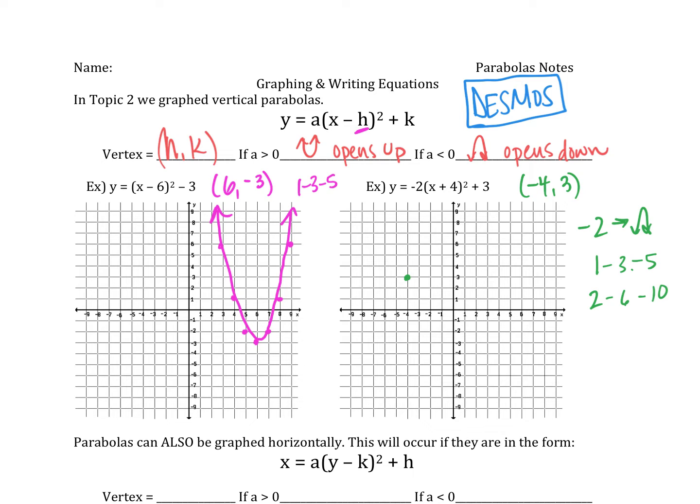So we go over 1, down 2, over 1, down 6, 2, 4, 6, and then over 1, down 10, which is way off of the graph. We can mirror it on the other side, and we notice our parabola is a little bit more narrow this time. So this is not anything new. This is stuff we have done before. The new stuff happens down here.